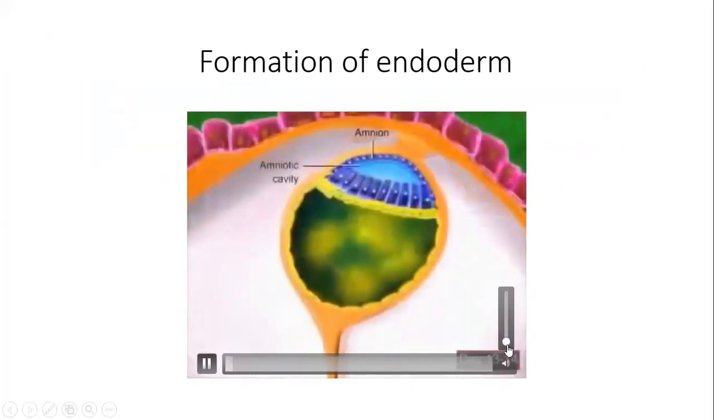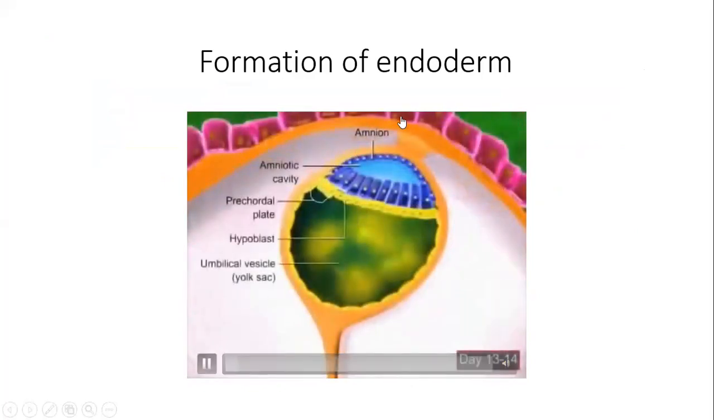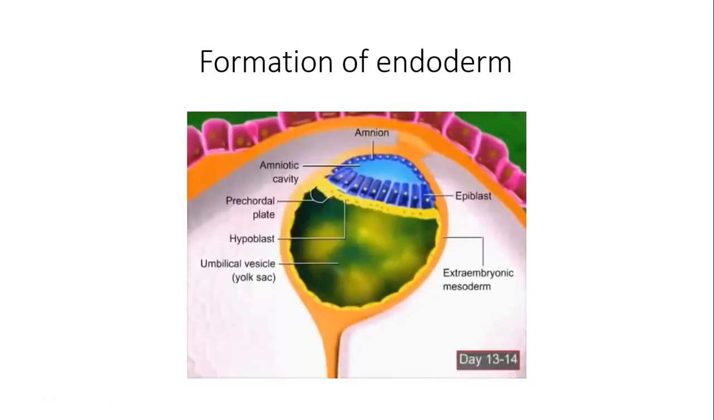I'll mute it first. So in this, the formation of endoderm has been depicted. Over here, this is our bilaminar germ disc, at the end of the second week. This one is the precordal plate, which has established the cranial and the caudal axis of the embryo. This one is the amnion surrounded by epiblast cells. This one is the hypoblast cell. This one is the Heuser's membrane surrounding the primary yolk sac.